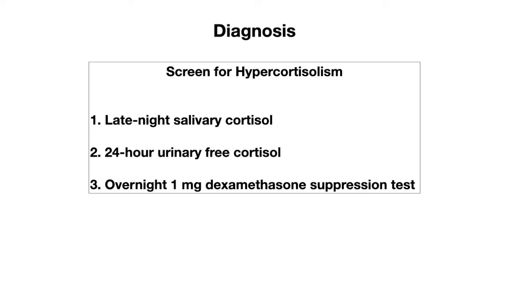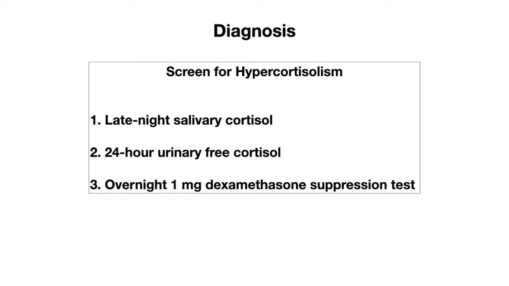And then we can also do an overnight 1 milligram dexamethasone suppression test. And this is where you give a patient a small dose of dexamethasone, which is a type of steroid, to see if that induces a negative feedback and leads to a decrease in serum cortisol, which would be expected. If not, then you can confirm that there is excess cortisol in the system.